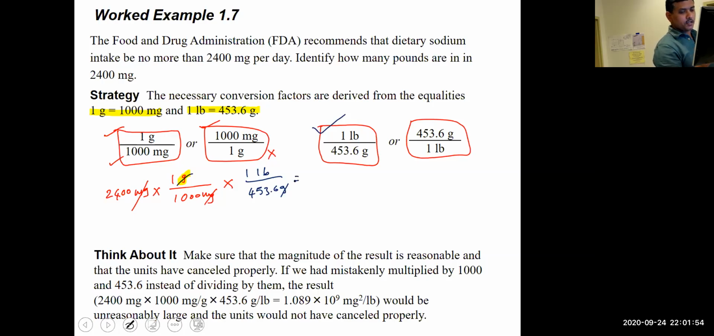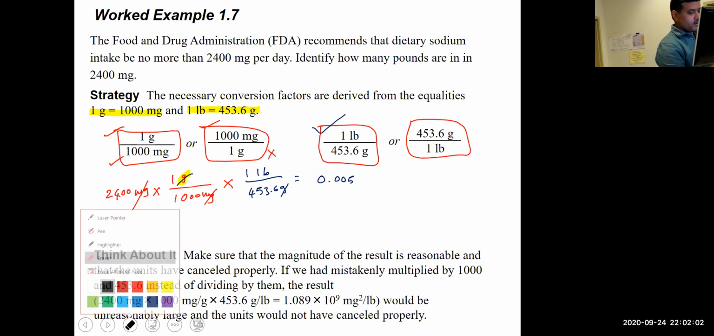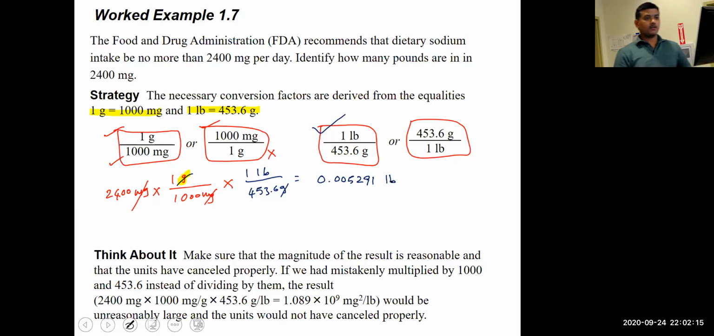If you do the math, you should end up with 5.291 lbs. Okay, that should be your answer. This is how you should use the conversion factors to find the solution for converting one type of unit into another type of unit.